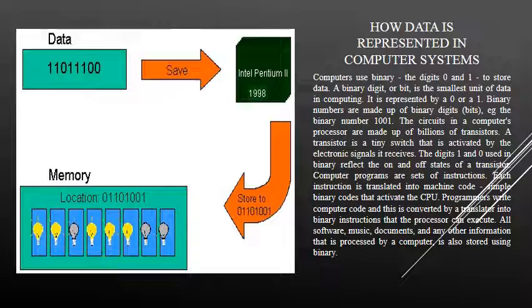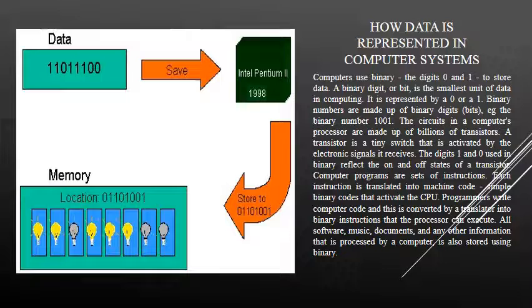Computer programs are sets of instructions. Each instruction is translated into machine code, simple binary codes that activate the CPU. Programmers write computer code, and this is converted by a translator into binary instructions that the processor can execute. All software, music, documents, and any other information that is processed by a computer is also stored using binary.